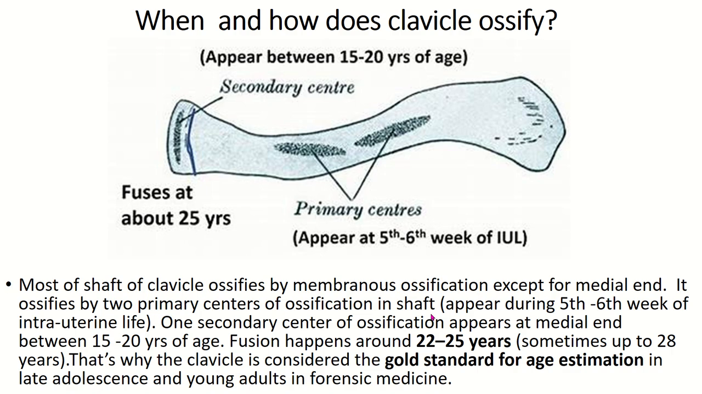Now the ossification of the clavicle. There are two primary ossification centers developed during the 5th to 6th week of intrauterine life, and there is a secondary ossification center near the sternal end which fuses with the shaft near 25 years. So it is used to determine the age of an individual.